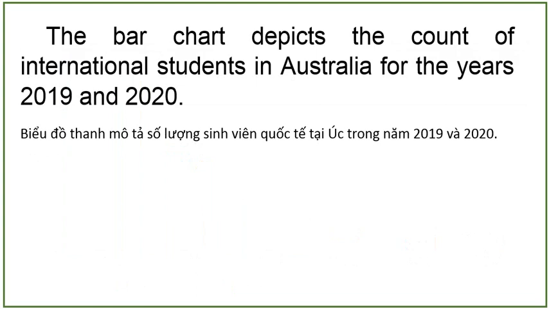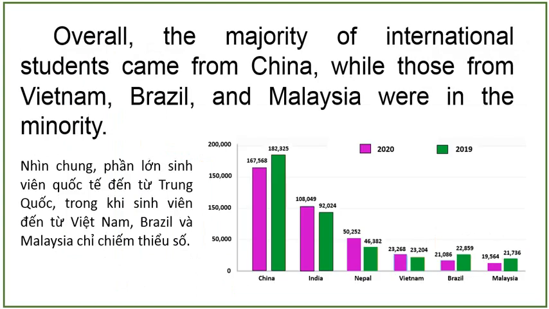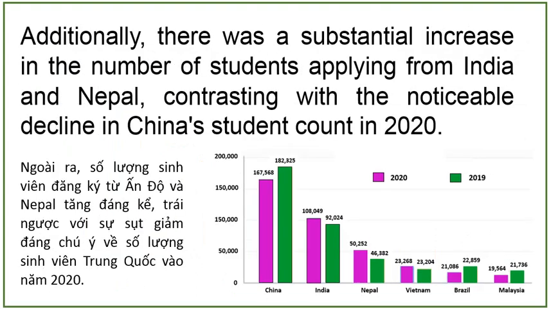The bar chart depicts the count of international students in Australia for the years 2019 and 2020. Overall, the majority of international students came from China, while those from Vietnam, Brazil, Malaysia were in the minority. Additionally, there was a substantial increase in the number of students applying from India and Nepal, contrasting with the noticeable decline in China's student count in 2020.